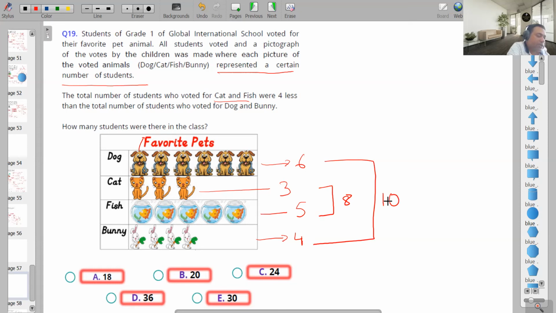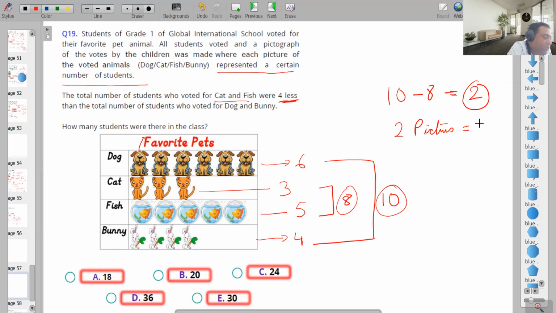Okay. So we see a difference of 2 pictures, 10 minus 8, which is the difference of bunny plus dog as compared to cat and fish. So the difference of 2 pictures is equal to 4 students. Which means two pictures represent 4 students. Therefore, 1 picture will represent 2 students.